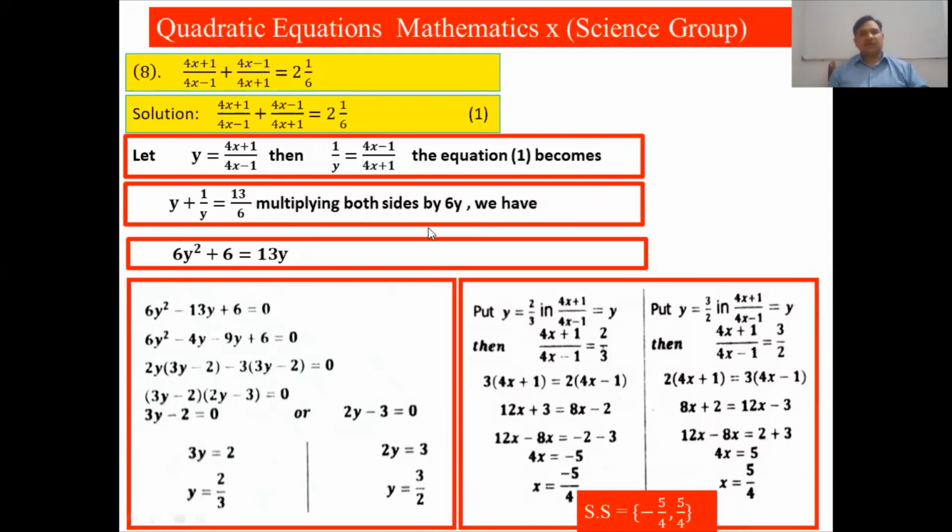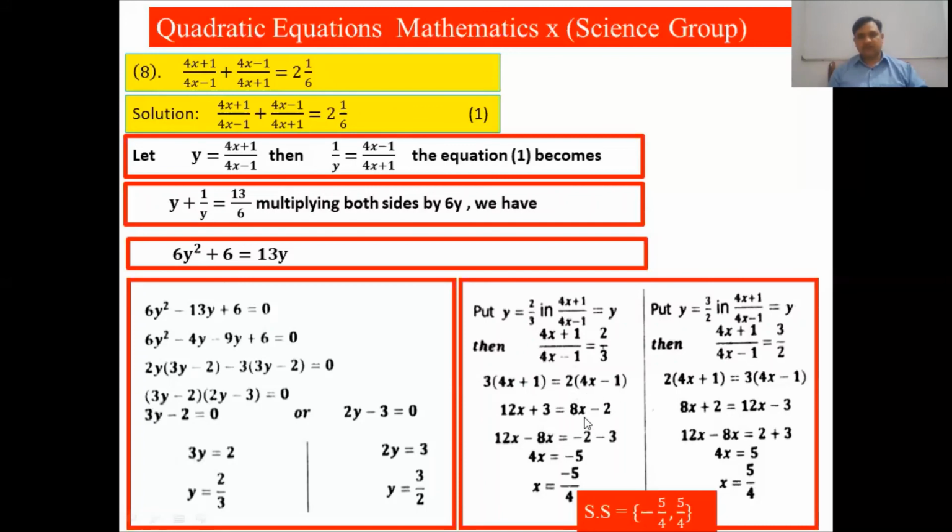Now we have to find the solution in terms of x. We have to replace y with 2/3, and the second time replace y with 3/2. When we replace y with 2/3, we have (4x + 1)/(4x - 1) = 2/3. Just cross multiplication. So 3 multiplies with 4x + 1, and 2 multiplies with 4x - 1. 3 fours are 12x, and 3 ones are 3. So 2 fours are 8x, and 2 ones are 2.